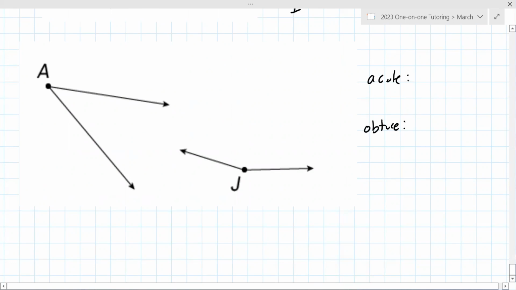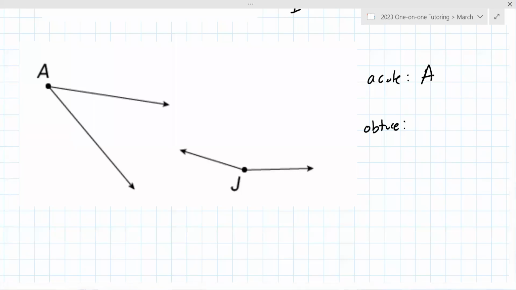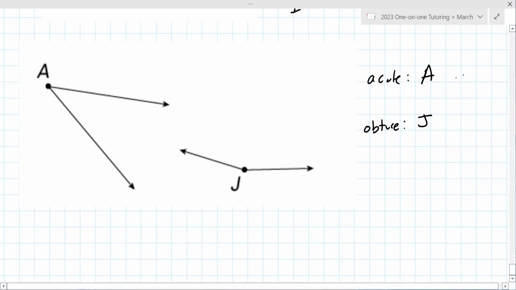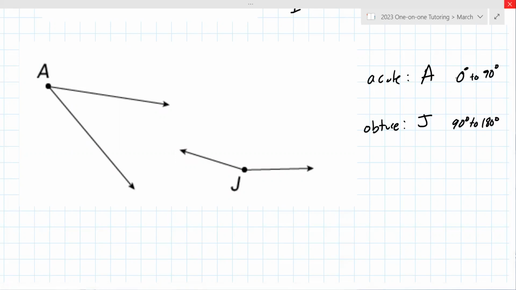Okay, so A looks like an acute. Okay, and which one is obtuse? The one that is obtuse is J. J, very good. Okay. Now we said that acute means it's from 0 to 90 degrees, and the obtuse is 90 degrees to 180 degrees. Which is going to be greater? The obtuse. Yes, very good.